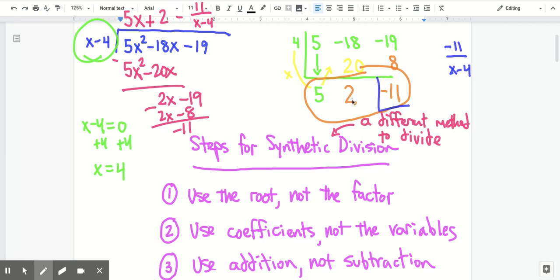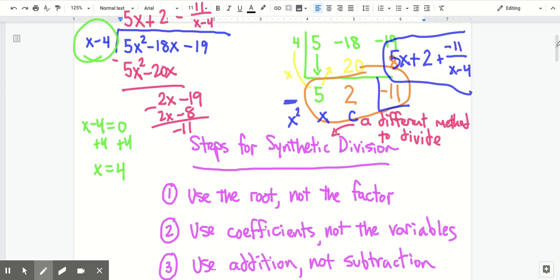This is your plain number. This is your linear term. If I had another number right here, that would be my x squared, etc. So this is constants, this is x, this would be x squared, etc., etc. So what this is going to look like then is I'm going to have a plain number of 2, and then I'm going to have a linear term of 5x. So you get 5x plus 2 and negative 11 over x minus 4, exact same answer.